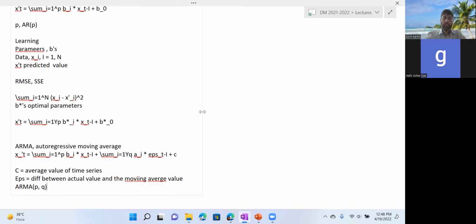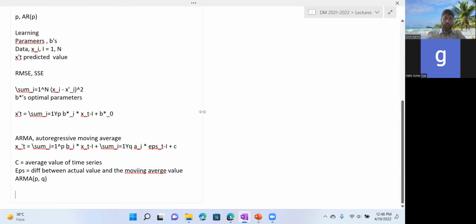So P is the length of the window for AR, autoregressive, and Q is the length of the window for moving average. And then we also have what is ARIMA model, ARIMA model. So इसमें D एक parameter आ जाएगा, P आ जाएगा, Q आ जाएगा. So I basically stands for integrated, autoregressive integrated moving average, which basically says that differencing हम ले रहे हैं.